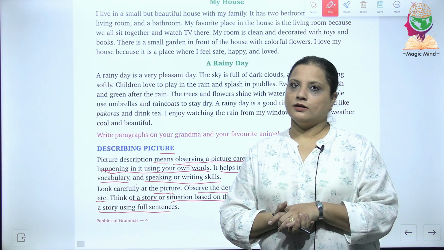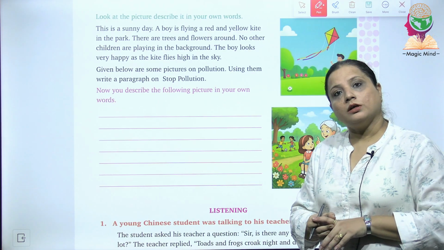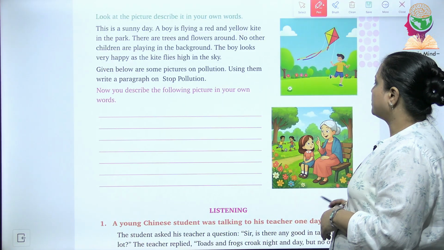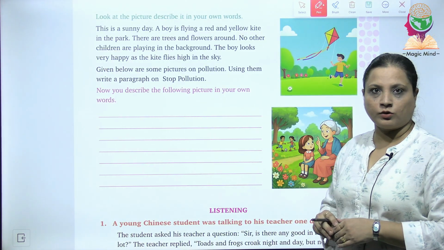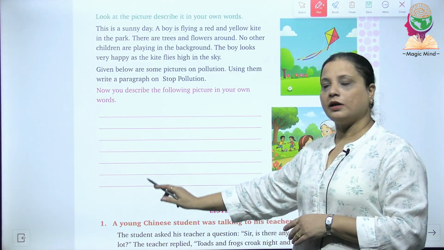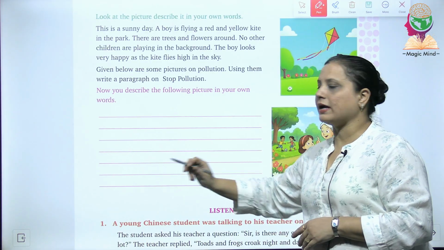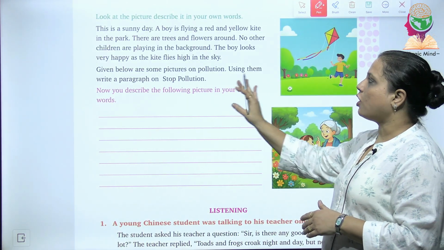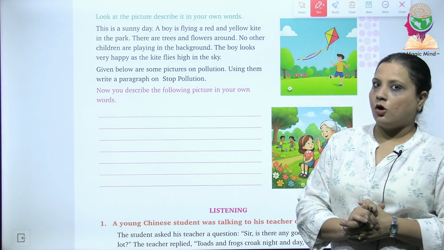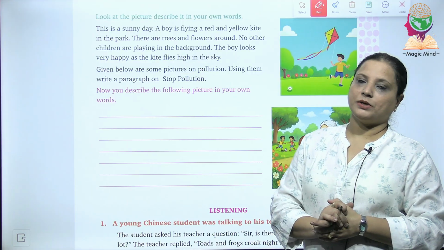Let's now move to the next page. Now here they have given a picture below. You have to observe the picture very carefully and then you have to describe the picture in your own words and write here. So, this is all about paragraph writing on the picture or by describing a picture.